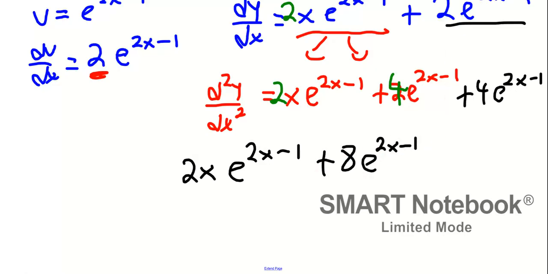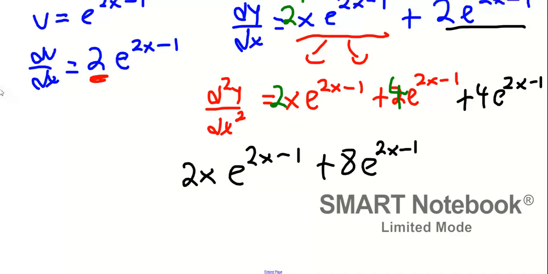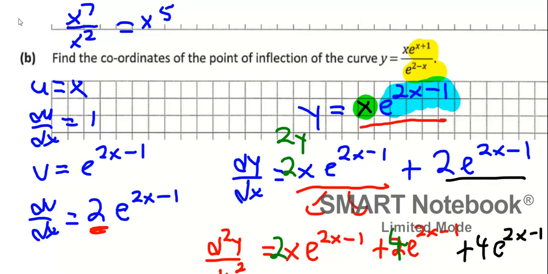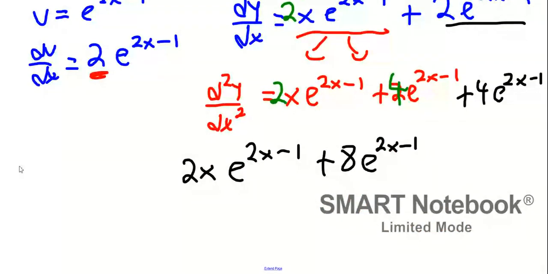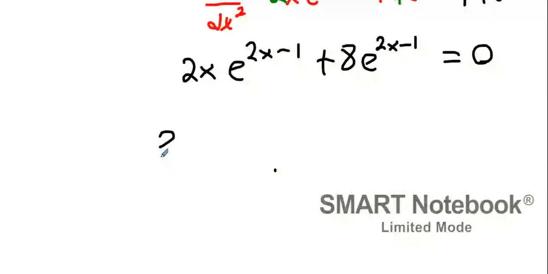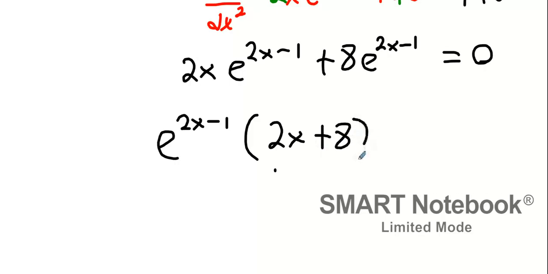Now, this is a point of inflection question, isn't it? Point of inflection question? Agreed? Point of inflection question means the second derivative equals 0, which means we're going to have to do the following. I'm going to remove out e to the 2x minus 1. I'm going to leave out 2x plus 8.